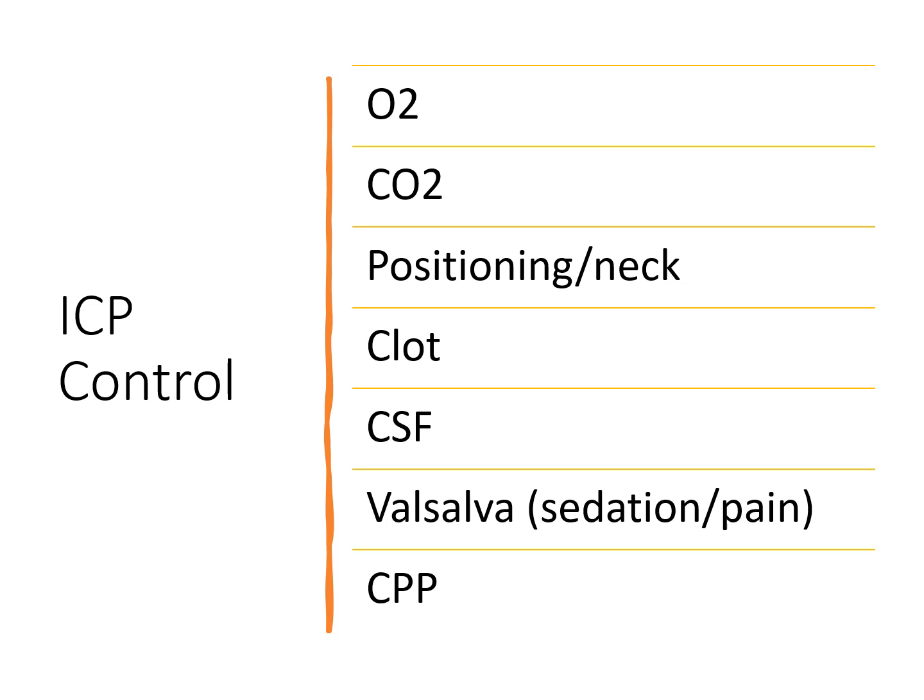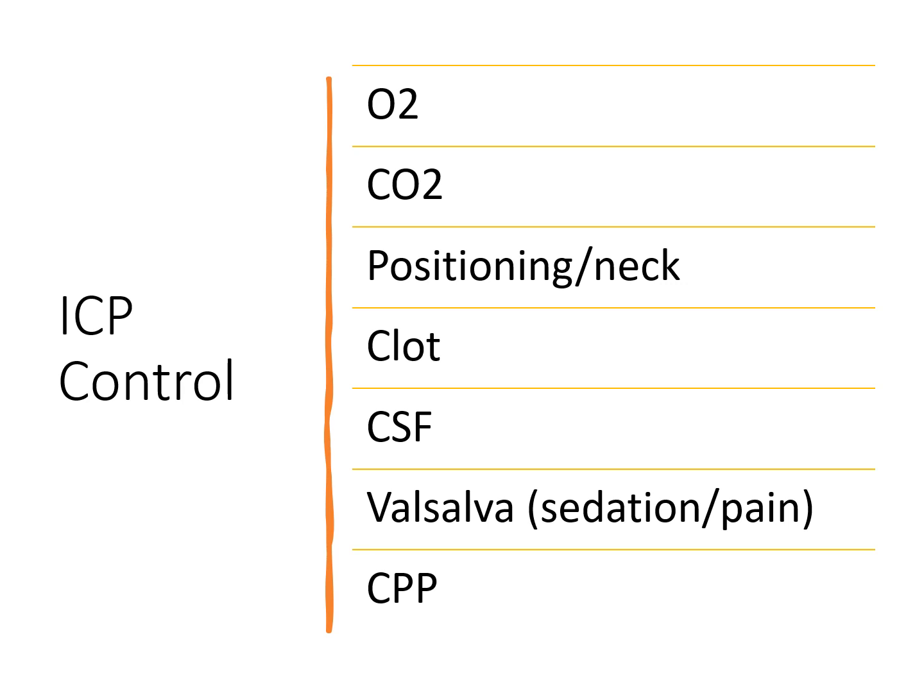Hypoxia will cause increased cerebral blood flow, and this will raise your ICP very quickly. CO2: the autoregulation of the blood flow in the brain is lost in a severe traumatic brain injury.